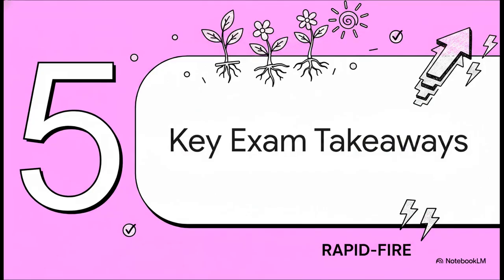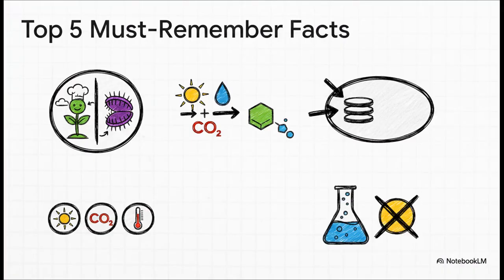Okay, we have covered a ton of ground, so let's wrap this up by boiling it all down to the absolute must-know facts for your exam. This is the key stuff, so let's do a quick-fire review. Let's lock these 5 points in your brain. Number 1, autotrophs make their own food, heterotrophs take it from others. Simple. Number 2, know that photosynthesis equation inside and out. CO2 plus water plus light gives you glucose and oxygen.